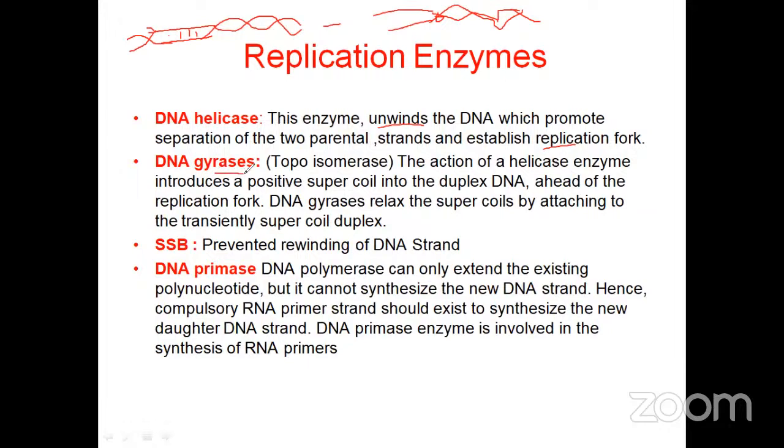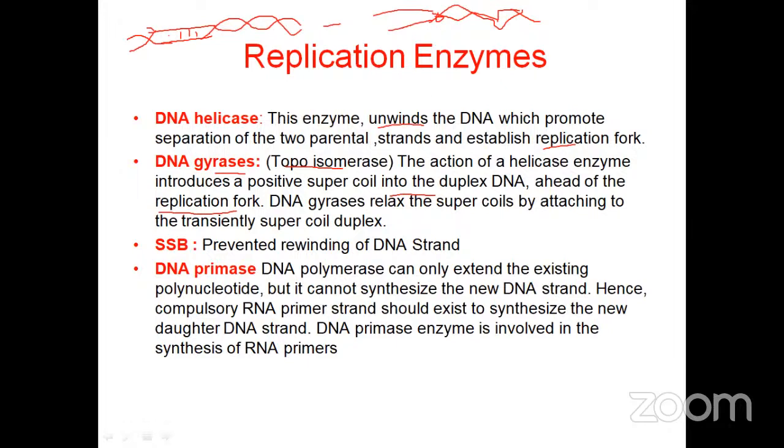Now the next enzyme, DNA gyrase, is called topoisomerase. For this helicase reaction, one ATP is required, for the hydrolysis of hydrogen bonds. That means removal of hydrogen bonds and also unwinding the two strands. DNA gyrase, topoisomerase, acts the same as the helicase enzyme. It also acts on the supercoiled duplex DNA ahead of the replication fork. Now the function of DNA gyrase is to relax the supercoil.